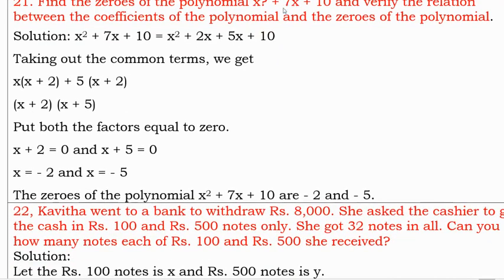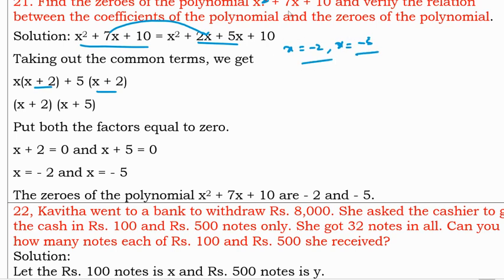21st question, find the zeros of the polynomial x square plus 7x plus 10 and verify the relation between the zeros and coefficients. So x square plus 7x plus 10, you have to split the middle term 7x as 2x plus 5x. So x into (x plus 2), 5 into (x plus 2). Common factorization, we will get x value as minus 2 and another x value as minus 5. So now we got the zeros.